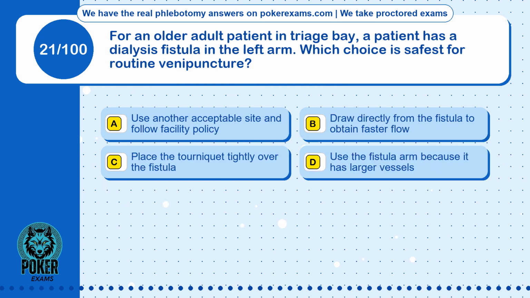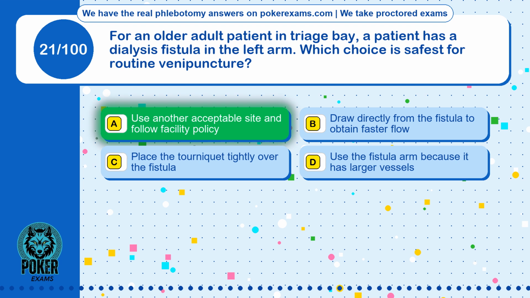Question 21. For an older adult patient in triage bay, a patient has a dialysis fistula in the left arm. Which choice is safest for routine venipuncture? Option A, use another acceptable site and follow facility policy. Option B, draw directly from the fistula to obtain faster flow. Option C, place the tourniquet tightly over the fistula. Option D, use the fistula arm because it has larger vessels.